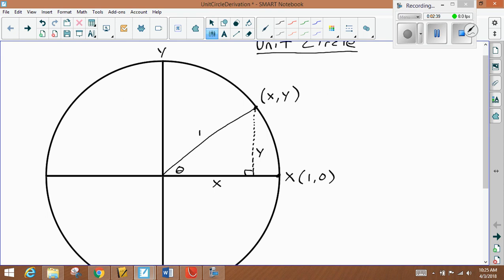Right? Because this length is going to be that distance from 0, right? And this length y is going to be that distance from 0. That's how you count it. Oh, wait. The hypotenuse is length 1.